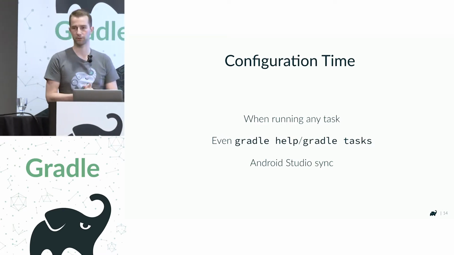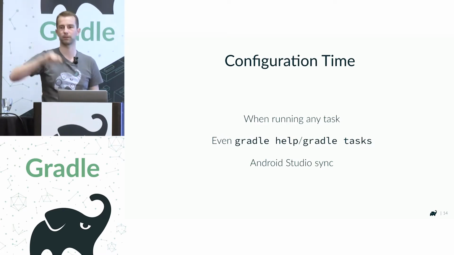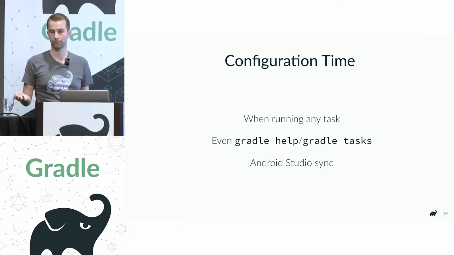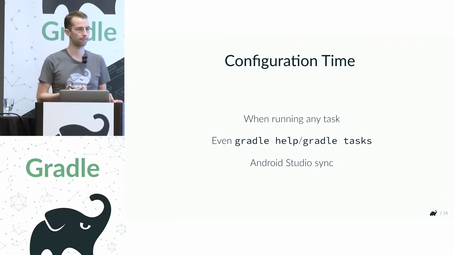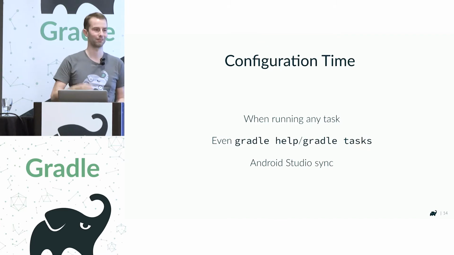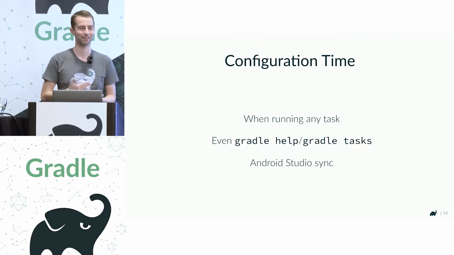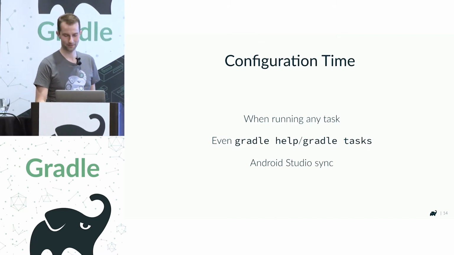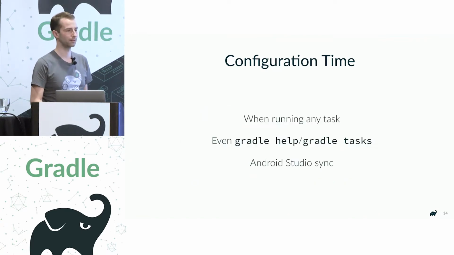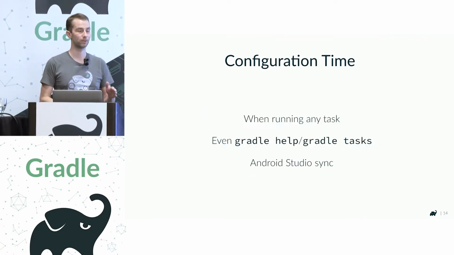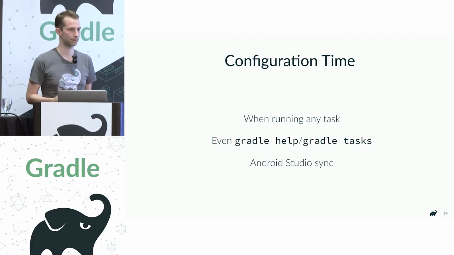The same applies to Android Studio Sync. When you click the Sync button in Android Studio, your project needs to be configured to get the latest project model. So every action you do with Gradle will run configuration time. So you want to make this as fast as you can. A good number, by the way, is below 1 second, and that's for big projects. For small projects, we're talking about 50 milliseconds.